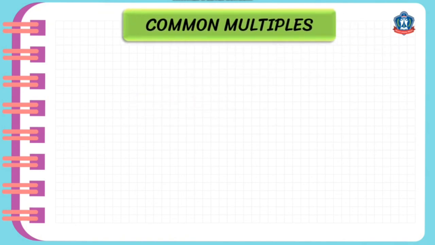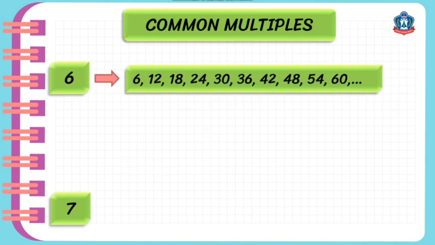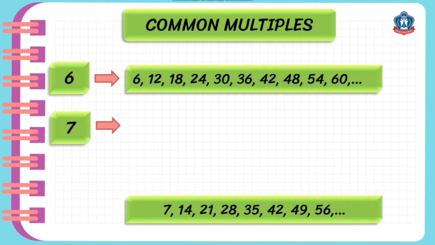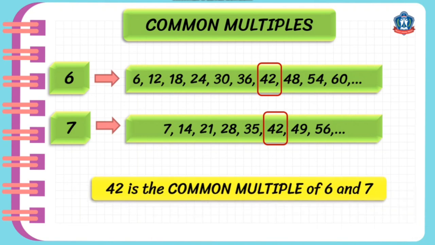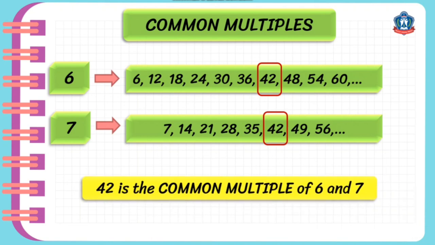Okay, let's try to find more about common multiples. Here, I have number 6 and 7. For number 6, here are the multiples. And for number 7, here are the multiples. Check the numbers one by one. Can you find a common multiple? Yes, we have number 42. So, the first common multiple of 6 and 7 is 42.